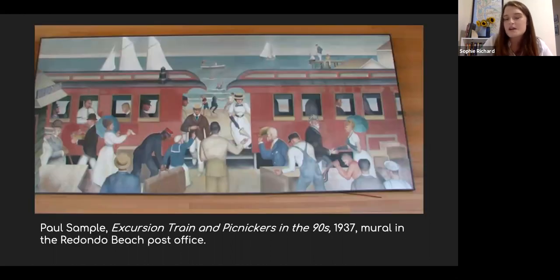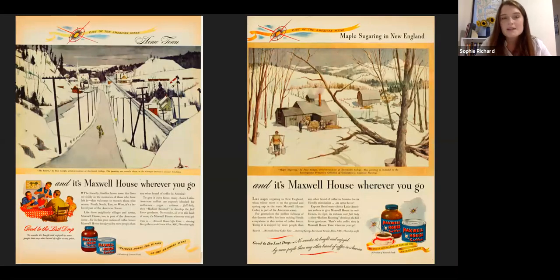And we discussed very briefly that the regionalist style was very popular for murals and for public art. Here's an example of Paul Sample's mural in a post office in California, Excursion Train and Picnickers in the 90s. And I feel like one reason the regionalist style was chosen for public works is because those crisp, clear lines render the artwork able to be seen from below. If we're imagining standing in a post office and looking up, you can really differentiate these styles.